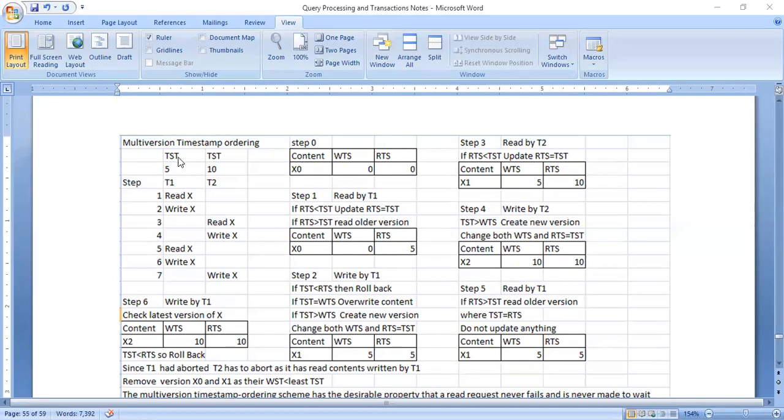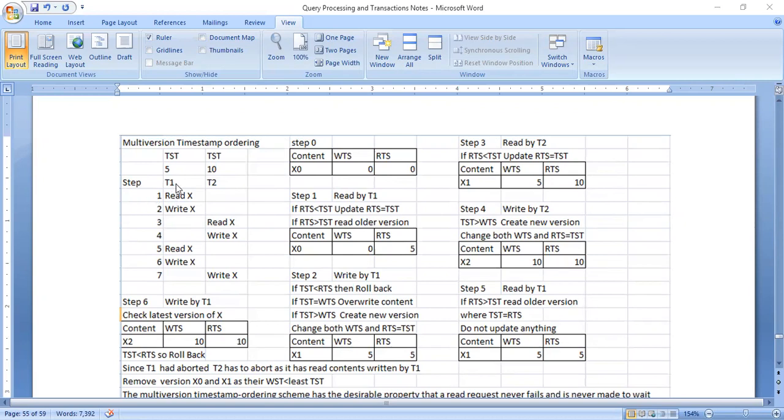Each of the transactions has a timestamp. The timestamp of T1 is 5 and the timestamp of transaction T2 is 10. In multi-version timestamp ordering, we have three things to store. First is the data item which we want to read, the write timestamp denoted by WTS, and the read timestamp denoted by RTS. Initially, when no transaction has read or written it, these values will be 0, and the content of the item X is initially X0.